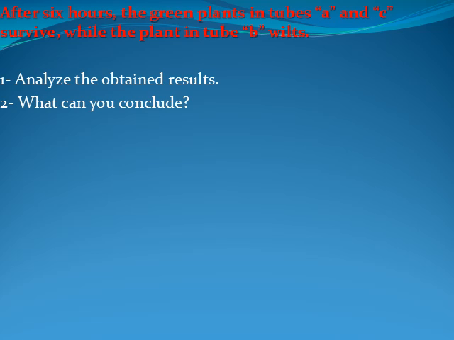Analyze the obtained results. After placing the young plant in tube A, where the root hairs and the root cap are placed in water, it survives. And the plant in tube C, where the root hairs are placed in water and the root cap is placed outside in water, it also survives, while the plant in tube B, where the root hairs and the root cap are not placed in water, it wilts.